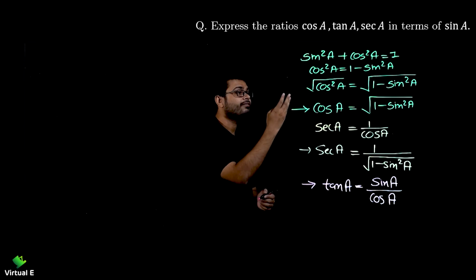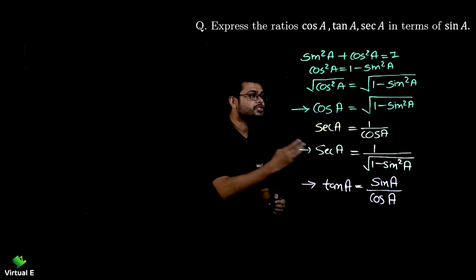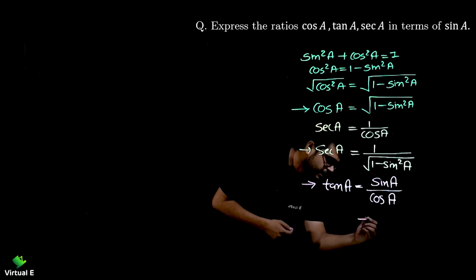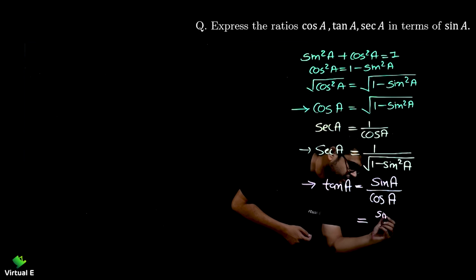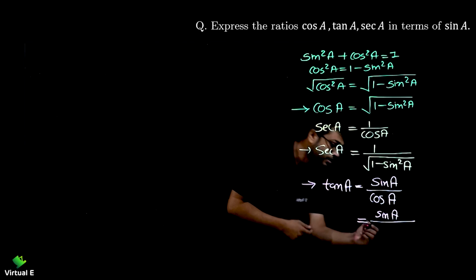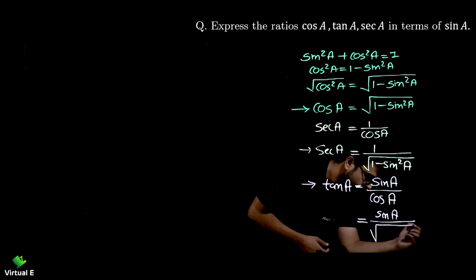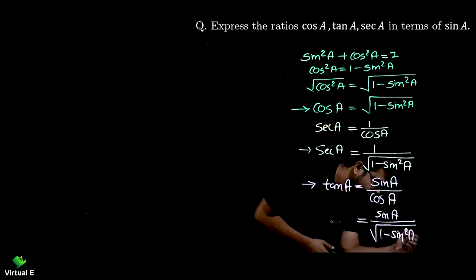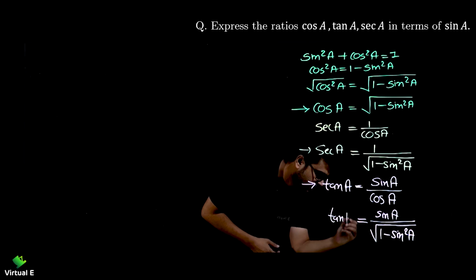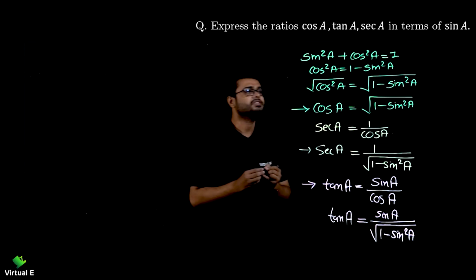Now the cos value we have calculated at the start of the sum, which is square root of 1 minus sine square A. So I can write here tan A is equal to sine A over square root of 1 minus sine square A. Done. This is the value of tan A. So my answer is done.